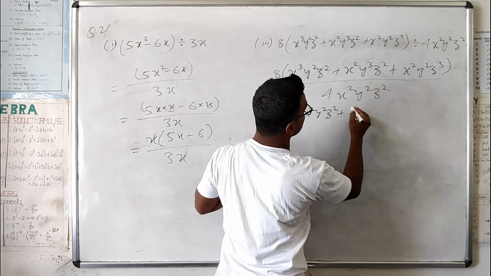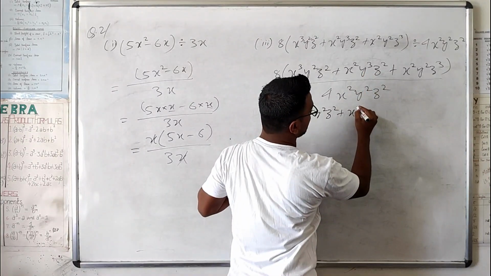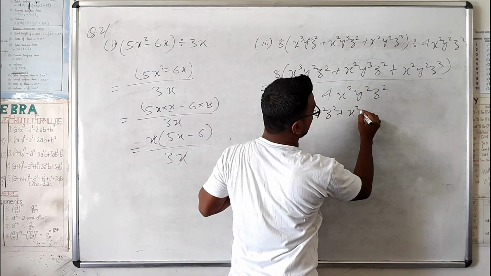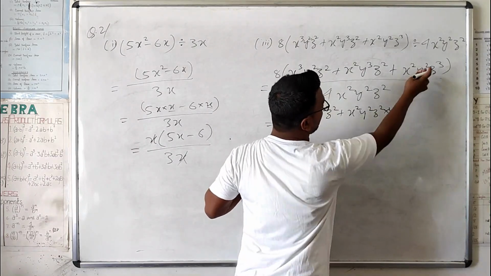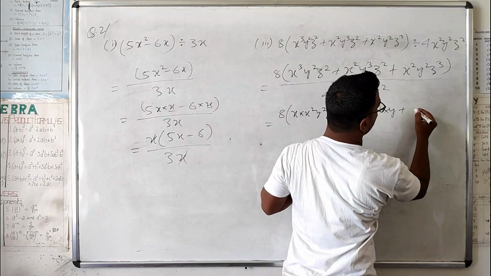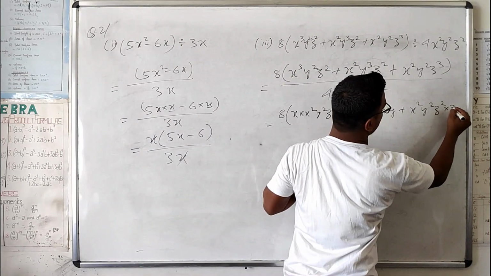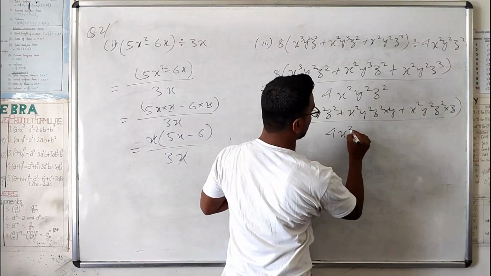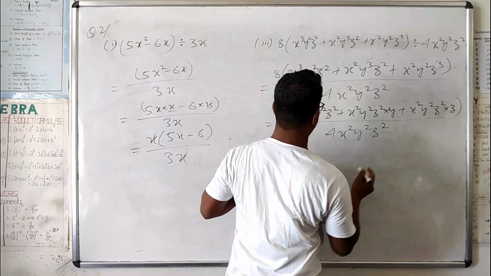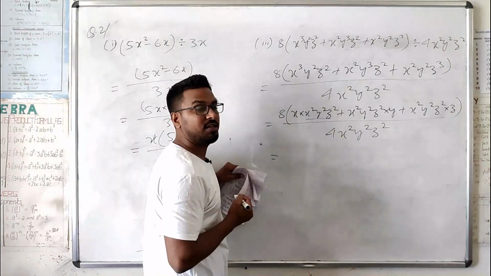This also can be written as, y cube is there, right? So you can write x square, y square, z square into y, and here z cube is there, so this can be written as x square, y square, z square into z, divide by 4x square, y square, z square. So minimum common factor is x square, y square, z square.